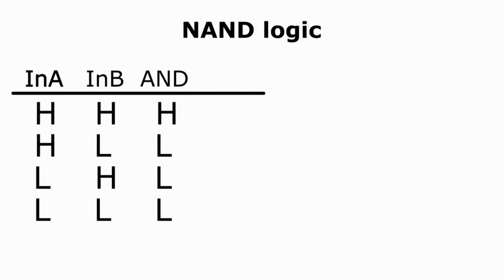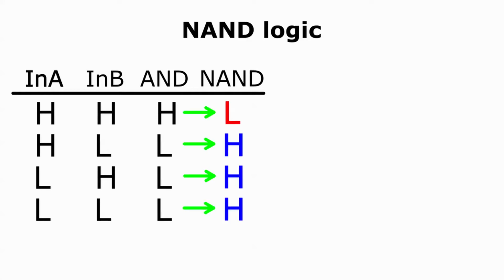The NAND logic function is derived from the AND function as follows, starting with exactly the same truth table. To transform from AND to NAND, the output value is inverted. High becomes low, and low becomes high. In fact, NAND is short for not AND. When somebody talks about inverting a logic signal, that's what they mean, that high becomes low and low becomes high.